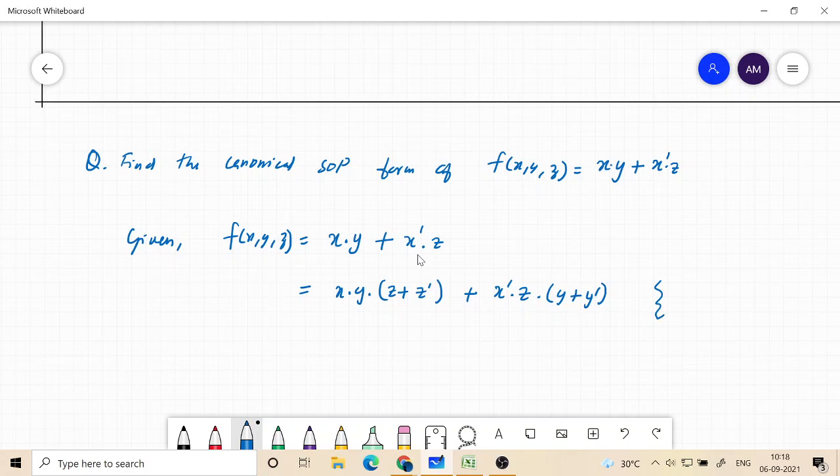So what properties have I used? Multiplication with 1, that is the identity element, 1 being the identity element, and then the definition of complement. These two are what I used, but I have not explicitly shown them here. You can say that this is multiplied with 1 and this is multiplied with 1, and then 1 is written like this.